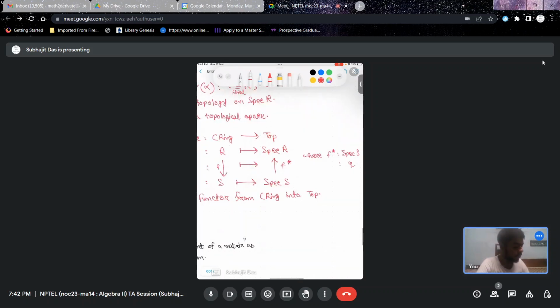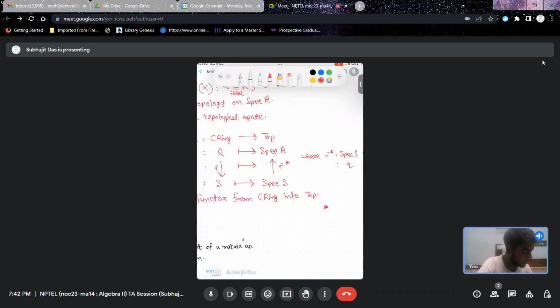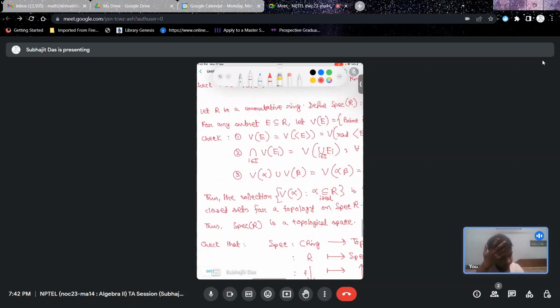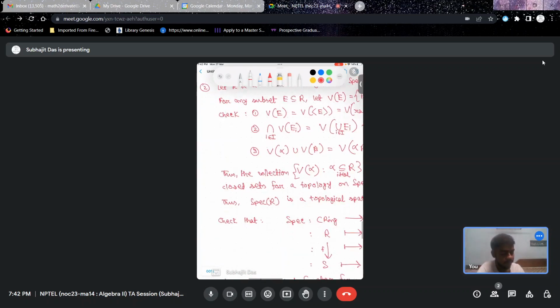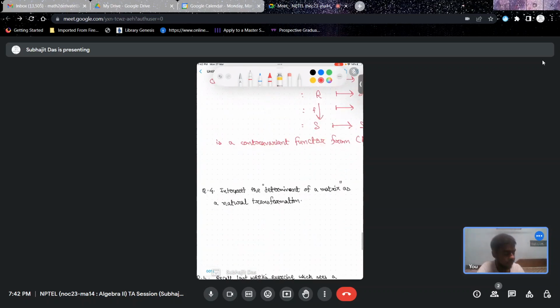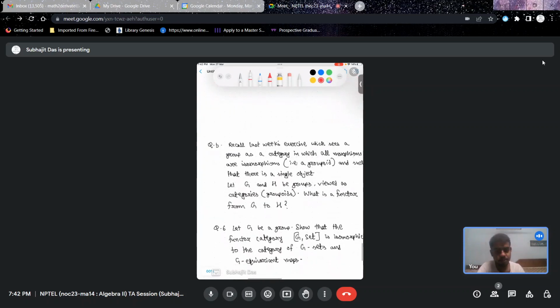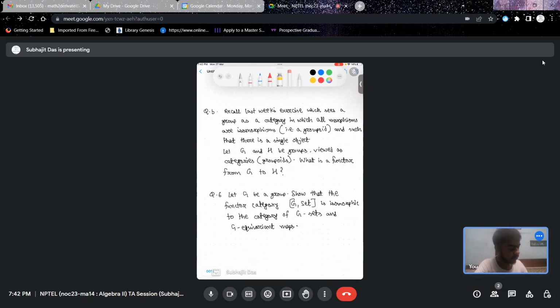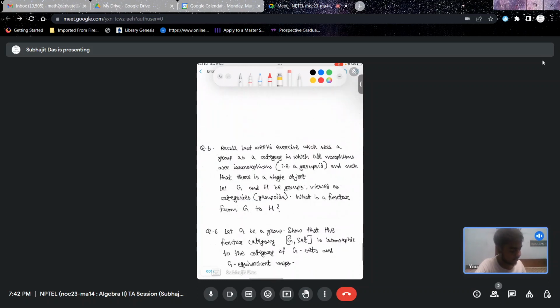Okay, so this is called the Spec functor, and as I mentioned, it's a very, very powerful functor. This construction is used all over in algebraic geometry. Maybe I'll erase this problem.